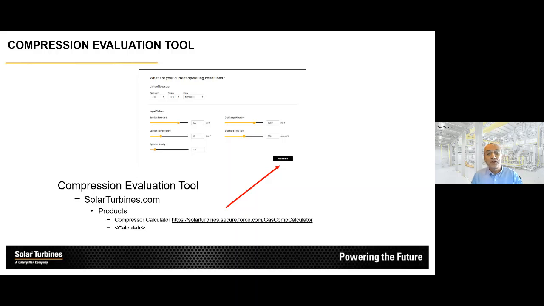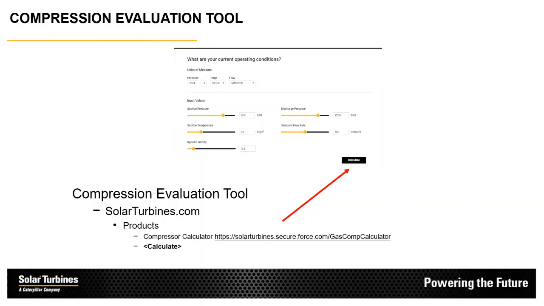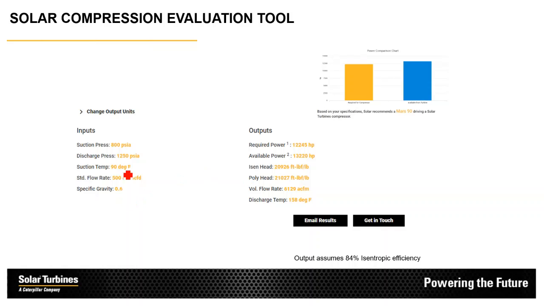Now, Solar has an evaluation tool that's available online that does a lot of these calculations for you. It allows you to enter the process conditions: suction pressure, discharge pressure, suction temperature, the flow rate, and the specific gravity of the gas. And this just shows a sample output. So you enter the process conditions, and then the program tells you how much power you're going to consume, how much isentropic or polytropic head that compressor has to make, what the actual volume flow rate is, and what the discharge temperature is. That then also gives you an idea of how much driver power you will need for your process.